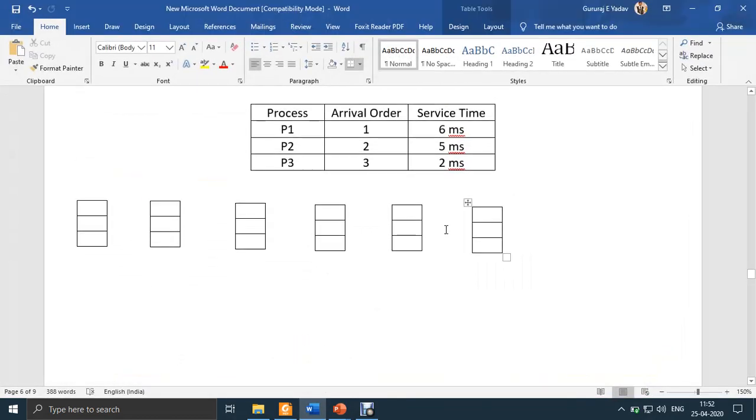So I'll take this example. There are three processes which are ready: P1, P2 and P3. These are the three processes which are ready to execute. And there is an arrival order. If you remember, for preemptive SJF, that is shortest job first or shortest remaining time, we had arrival time, but here there is no arrival time. Instead, there is an arrival order. So it is the order in which they arrived.